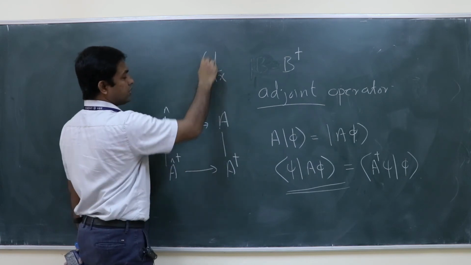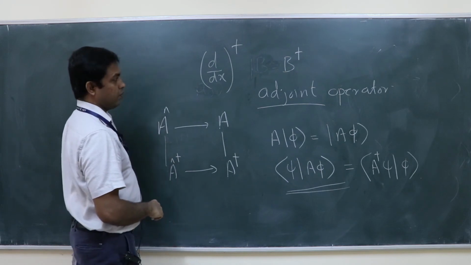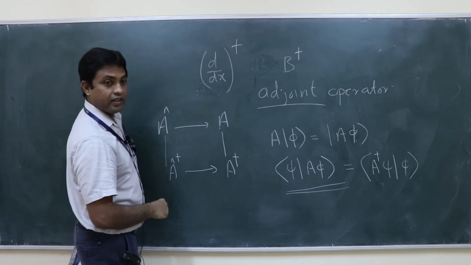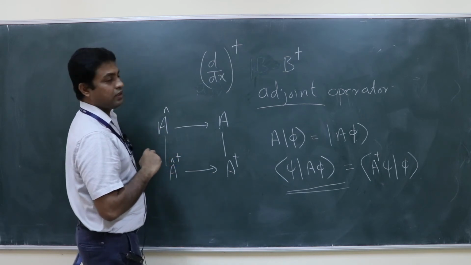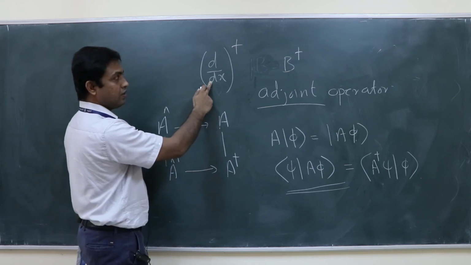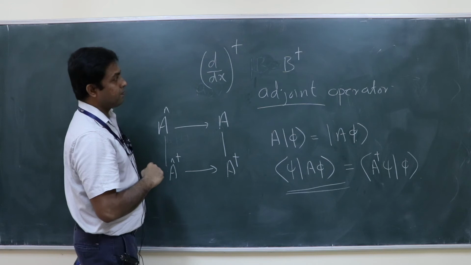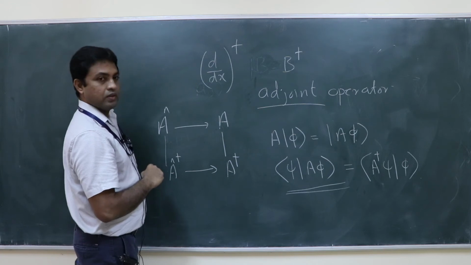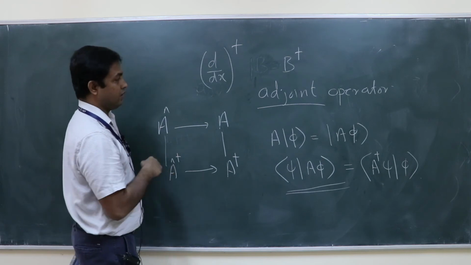So there is an operator d by dx, and I want to find the adjoint of that operator. Does anybody have any idea? Whoever knows, or the senior students, can just keep quiet. What is d by dx dagger, the adjoint? This is an operator. It is minus d by dx. We will understand that a little later today or maybe in the next class.